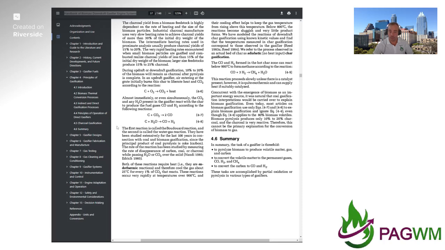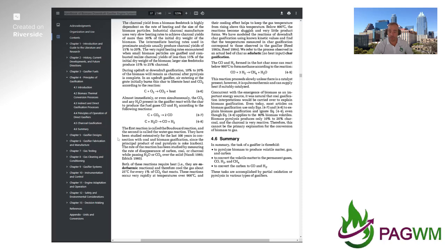The first reaction is called the Boudouard reaction. This is carbon plus carbon dioxide gives two carbon monoxide molecules. And the second is called the water-gas reaction. So carbon plus water gives carbon monoxide and hydrogen. They have been studied extensively for the past 100 years in connection with coal and biomass gasification, since the principal product of coal pyrolysis is coke, or carbon.